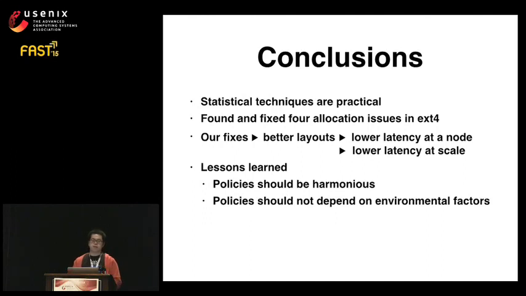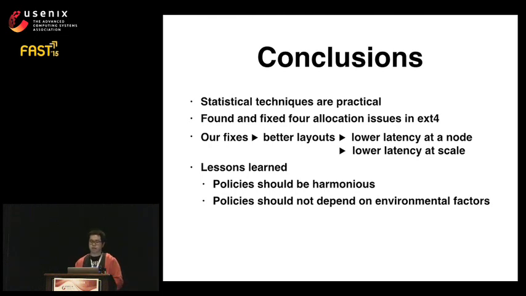To conclude, we have found that statistical techniques are practical for studying file systems, and we have found and fixed four allocation issues in ext4, and our fixes lead to better layout and lower latency at a node, and eventually lead to lower latency at scale.